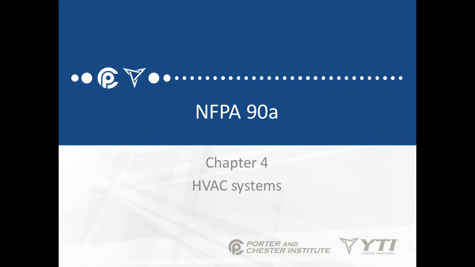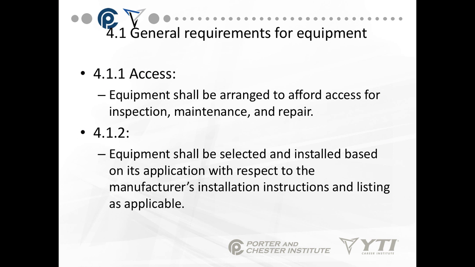This lesson is all about the NFPA 90A Chapter 4, which defines HVAC systems. There are some general requirements for the systems that NFPA requires. Now remember, NFPA has to do with fire protection and the safety of the occupants inside the buildings. And the NFPA code requirements are part of every building code throughout the United States. So Chapter 4 is general requirements.